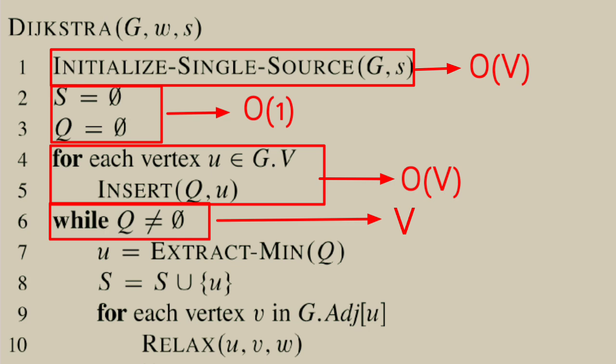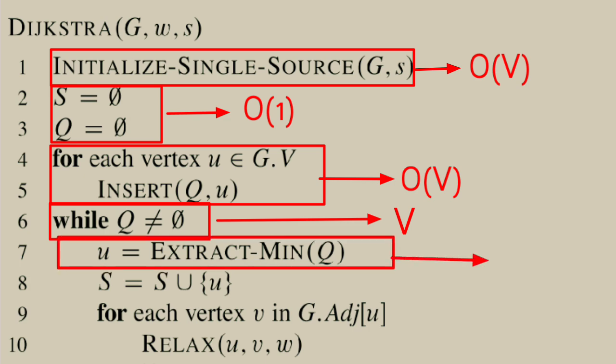This function extracts the minimum element from the queue. This function performs V comparisons during the first iteration of the while loop. It performs V minus 1 comparisons in the second iteration of the while loop, V minus 2 in the third iteration, and so on until one comparison in the last iteration of the while loop, and hence the total number of comparisons this function performs is O of V square.